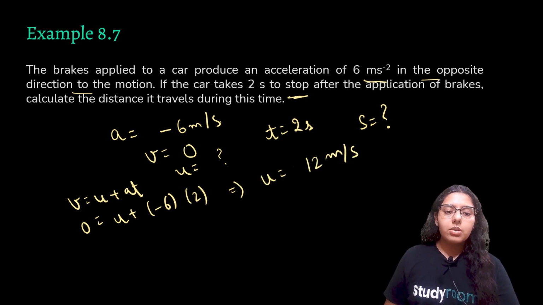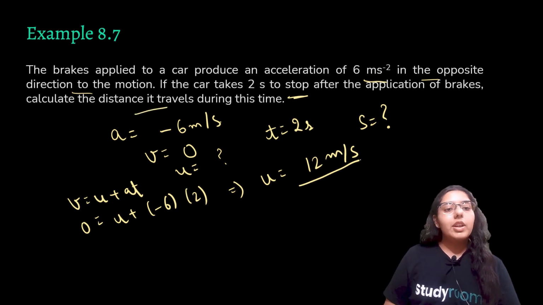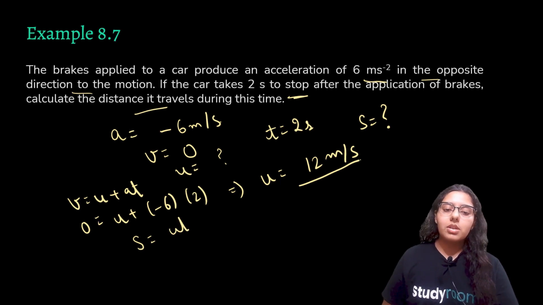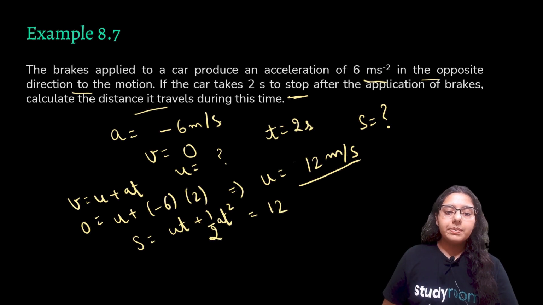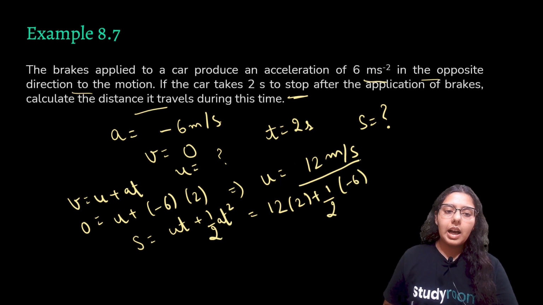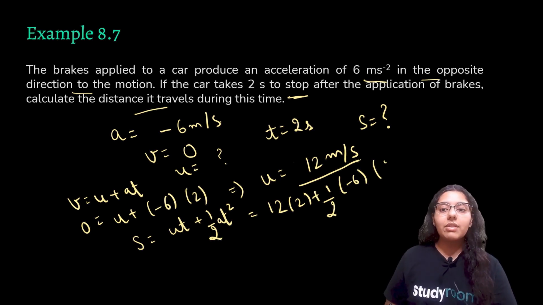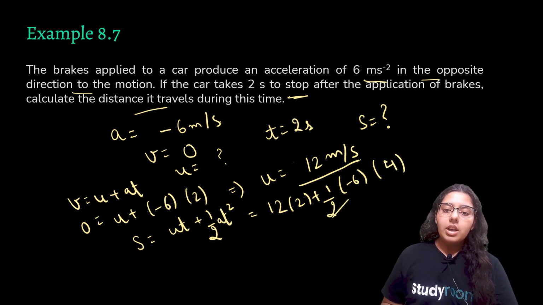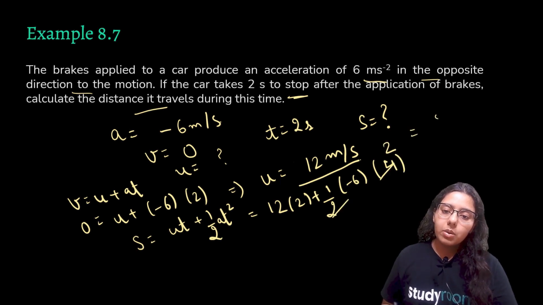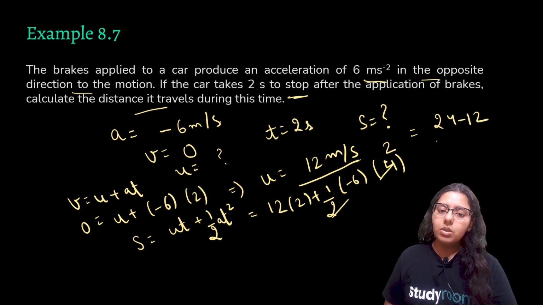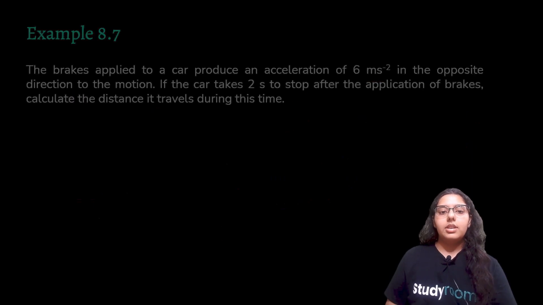So now we got the initial velocity. Now we can calculate the distance from any of the equations. So let's use s is equals to ut plus half at square. So s is equals to 12 into t plus half minus 6 into, don't forget the minus sign, your acceleration is negative because it is in the opposite direction, into 2 square, right? So what is this? It is 24 minus 12, that is 12 meters, the distance travelled. Okay, so let's do another question.